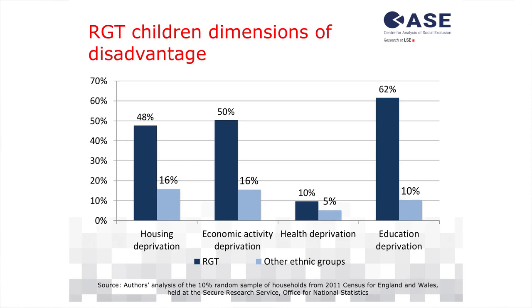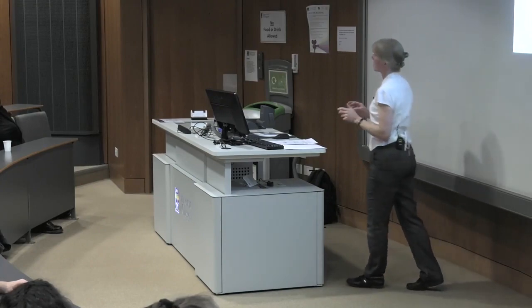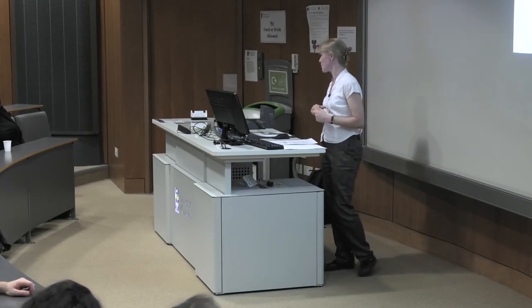So I think there's sometimes a casual identification in our minds between Gypsy Travellers and living in caravans. It is an important part of their lifestyle for some, but actually only a third of RGT children are living in caravans, and similarly, the 2/3 who aren't are also extremely disadvantaged. In terms of economic activity deprivation, we're looking there at households where there is no one in paid work. And one of the interesting features of that from an RGT perspective is the significant importance of self-employment amongst those who are in work.